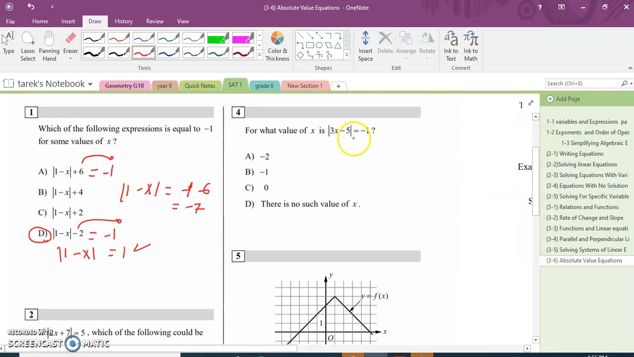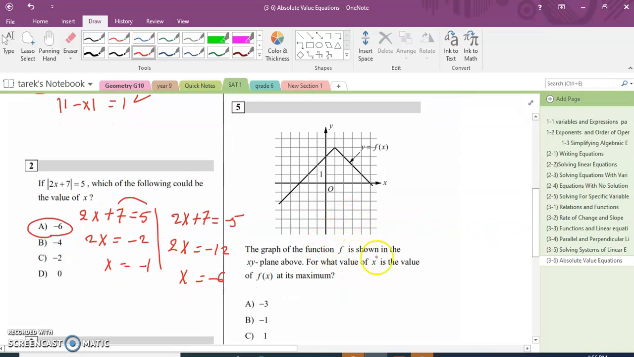For what value of x is this true? Also solve this equation. So it is either 3x minus 5 equals, oh, what happened? No, this equation has no solution because we said that the absolute value cannot be negative. So there is no solution for this equation. It is wrong.